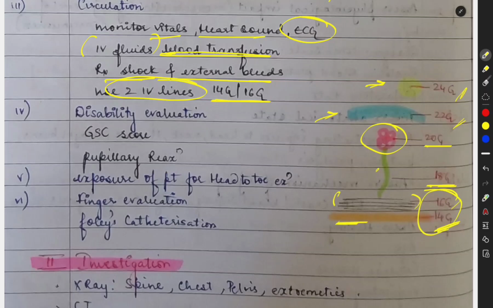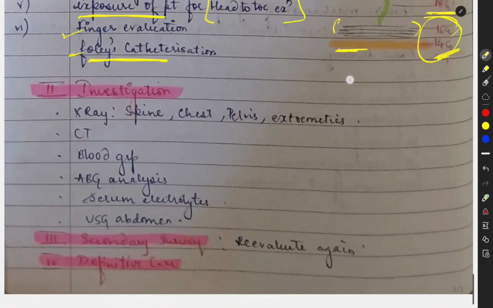Then comes D, which is for disability evaluation. GCS score and pupillary reaction are done for disability evaluation. E is for exposure of the patient. Expose the patient for head to toe examination. Then at last comes the finger evaluation and Foley's catheterization for urine output.